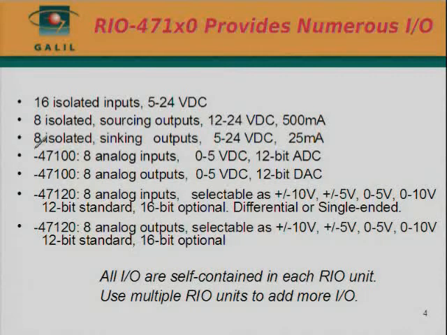There are two models. The RIO 47100 has 8 analog inputs and 8 analog outputs operating at 0 to 5 volts DC with a 12-bit resolution. The RIO 47120 also has 8 analog inputs and 8 analog outputs, but these are configurable in software as plus and minus 10 volt, plus and minus 5 volt, 0 to 5 volt, or 0 to 10 volt. In addition, they have 12-bit resolution with an optional 16-bit. You can also have them configured for differential or single-ended operation.